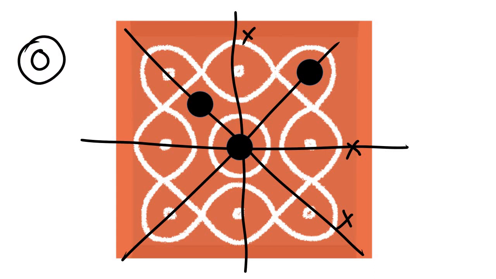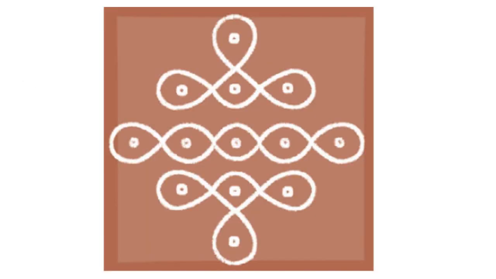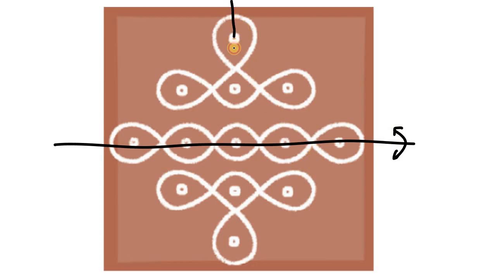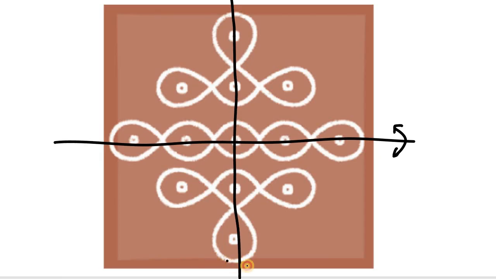Now let's look at a different Rangoli pattern, this one. Okay, so how many lines of symmetry do you think? The first one is this one. See, both sides are similar. Next is this one. Again both sides are similar. We don't have any other line of symmetry, so only 2.